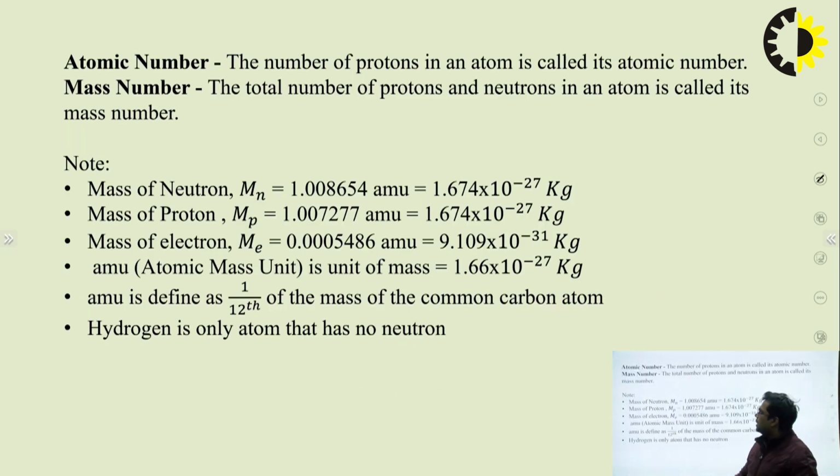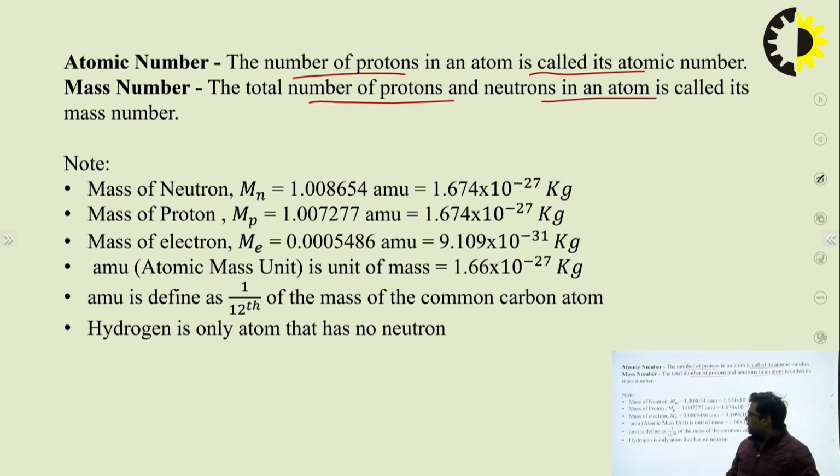So what is atomic number? It is defined as the number of protons in an atom. If we talk about mass number, it is the total number of protons and neutrons in an atom. It is known as the mass number.